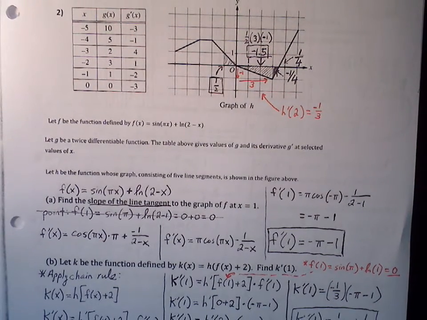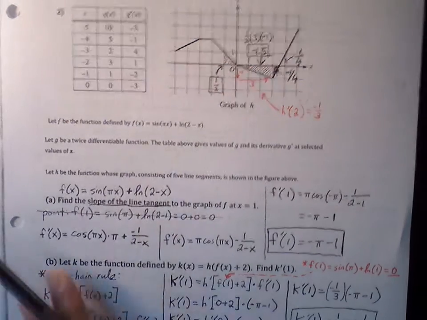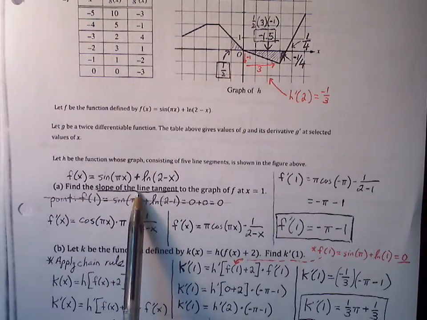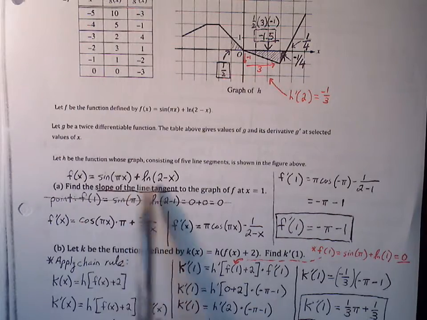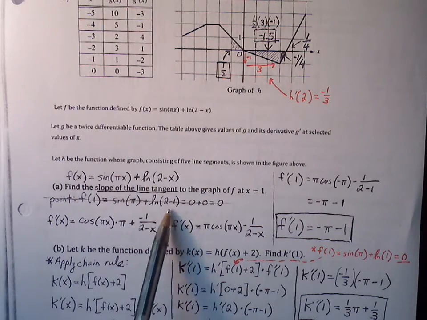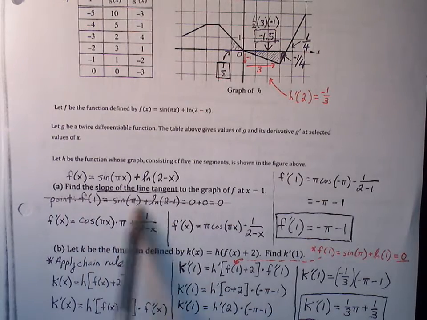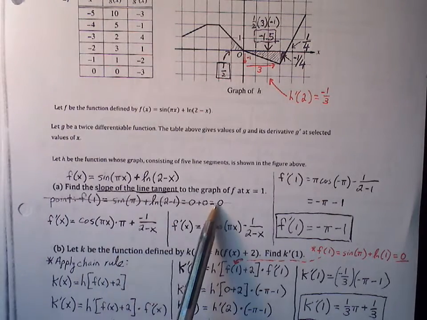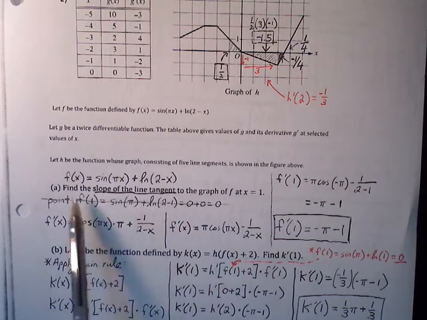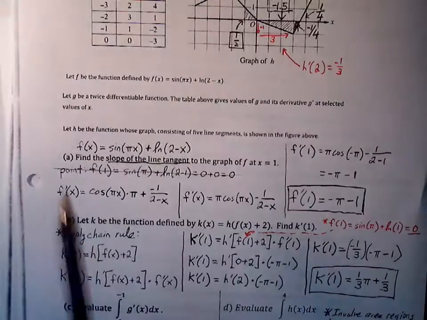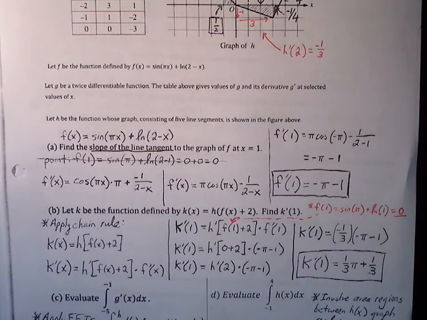For part A, find the slope of the line tangent to the graph at x equals 1. So if I want to find the slope, all I need is to find the derivative, and from the derivative I evaluate the derivative at x equals 1. So I didn't have to find the point. Initially I thought I had to find the equation of tangent line, so there's no need to find the point here. We're just going to move directly to the derivative first, and then we can evaluate the derivative.